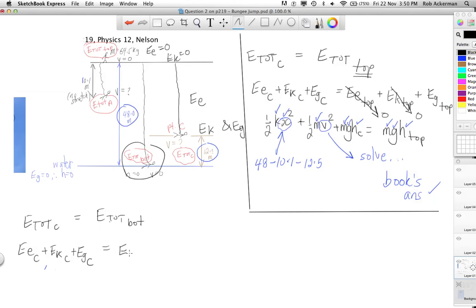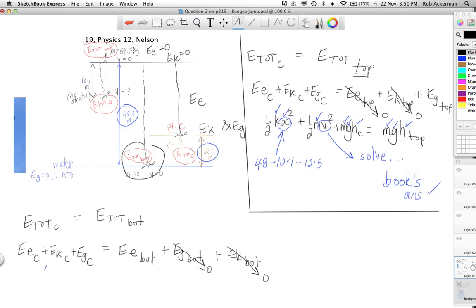What do we got at the bottom? We got E elastic for sure. That bungee cord is very stretched at the bottom. Is there E gravitational? Well, actually, being at the bottom, that is 0. And is there kinetic energy? Well, if you read the question, it says no, the bungee jumper comes to rest at the bottom. So this student who came to me today was doing just as much math as I had to do. She had 2 zeros on this side, just like I had 2 zeros up here.